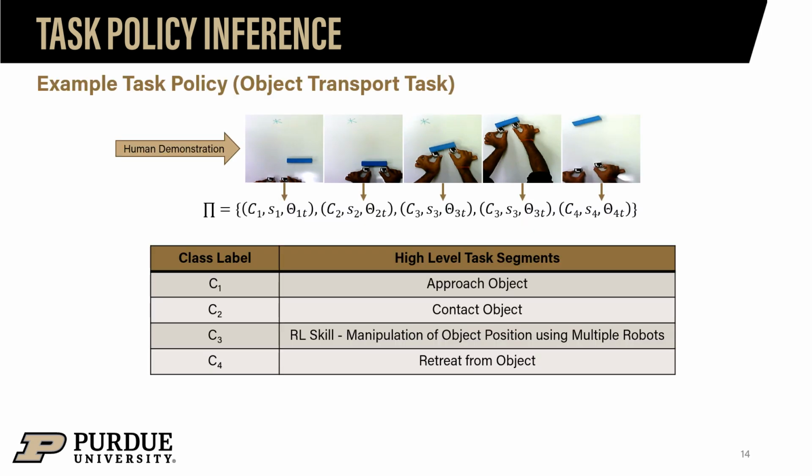An example task policy is shown here, where given a human demonstration, the task is basically broken down into subtasks such as approach object, contact object, and RL skill, which is obtained through the RL skill training module, and finally retreat from object. In this scenario, approach, contact, and retreat are individual robot a priori skills, whereas the RL skill is a contact-based collaborative skill.